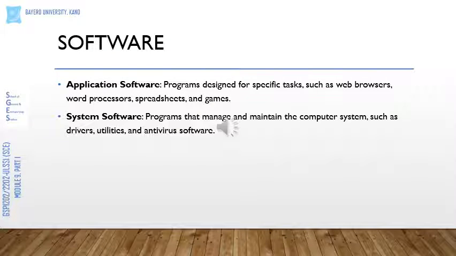On the application software, these are programs designed to perform specific tasks, such as web browsers, word processing, spreadsheets, games, etc. When an application is programmed to do a specific task, it is called application software.